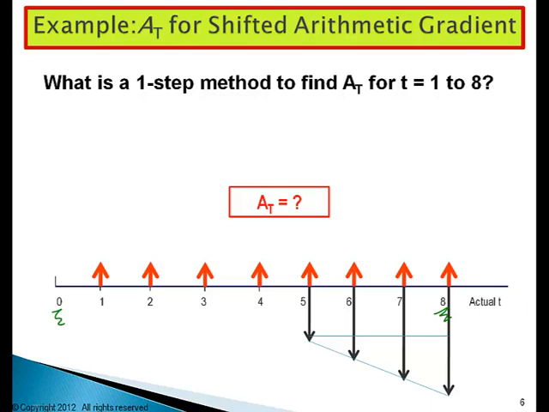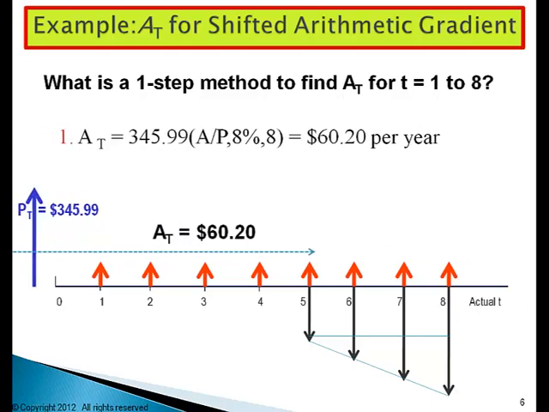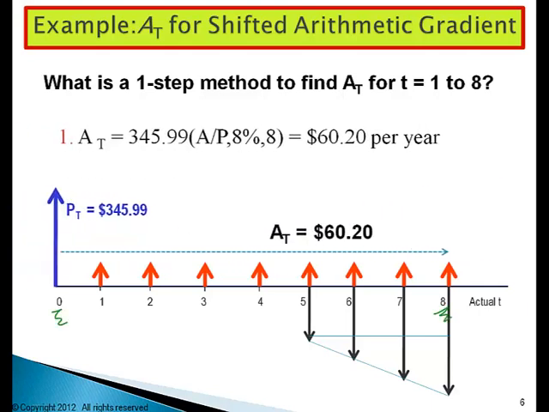So let's work from time t equals 0 and use the AP factor and perform the computation. If we do, we take the $345.99, multiply it by an AP factor, and we get $60.20, the same amount as we did before.